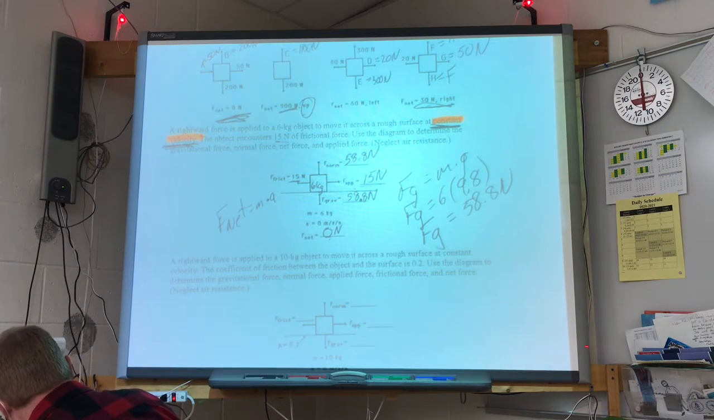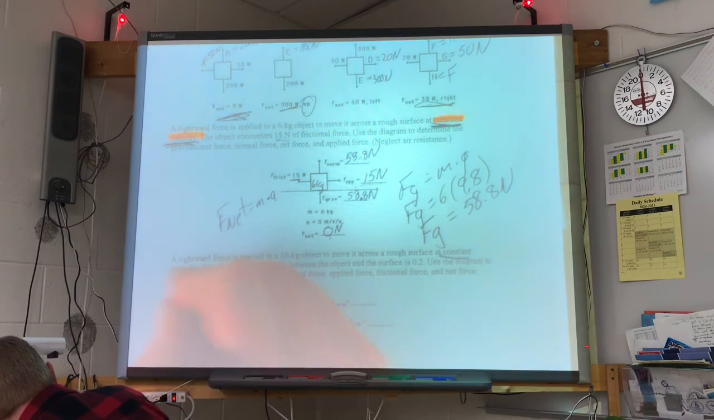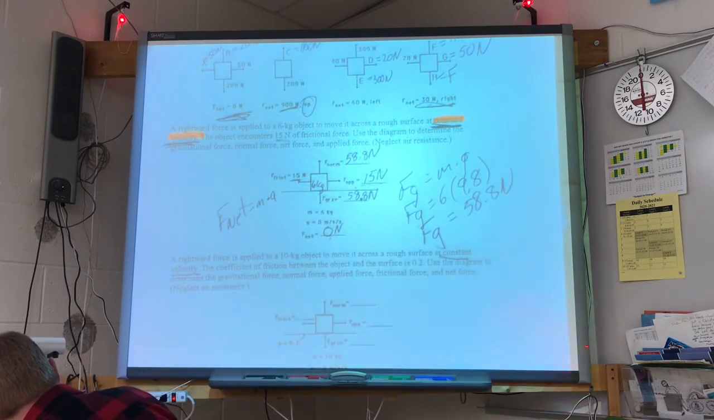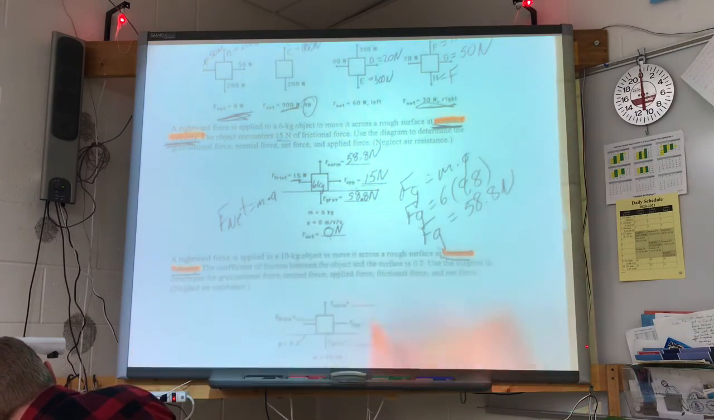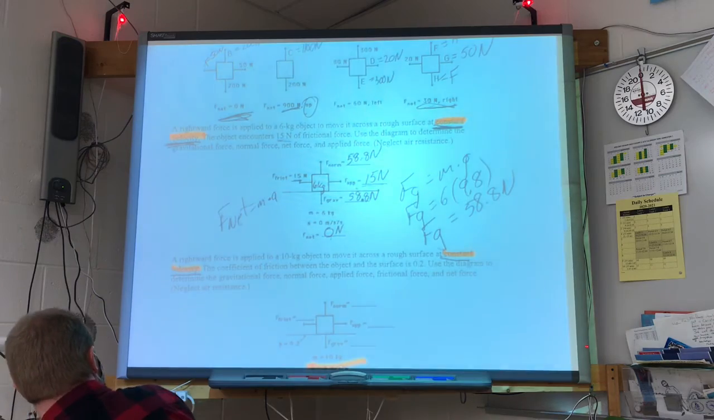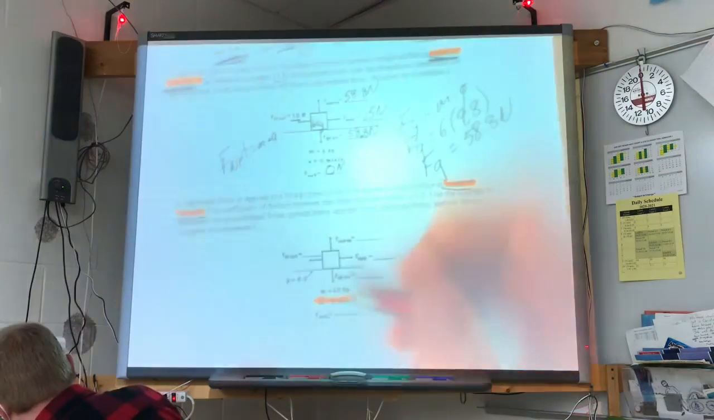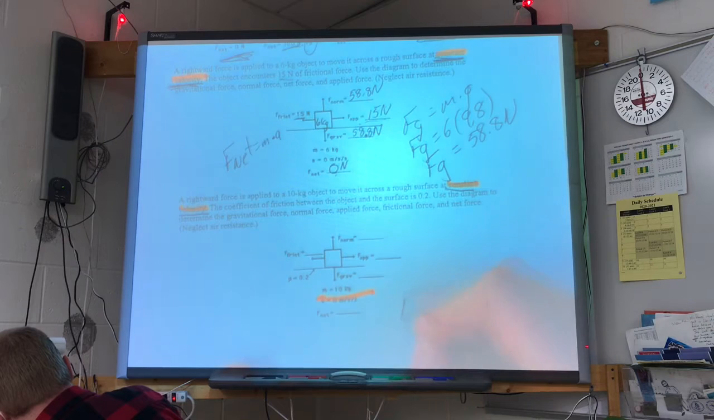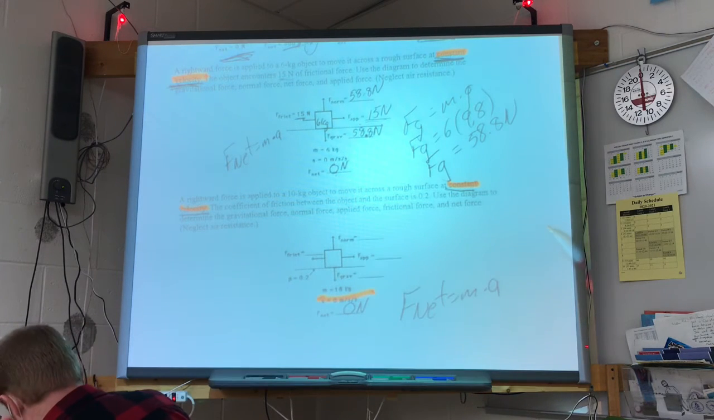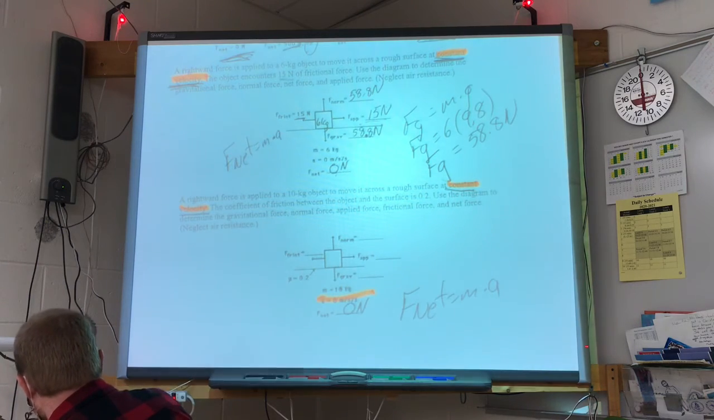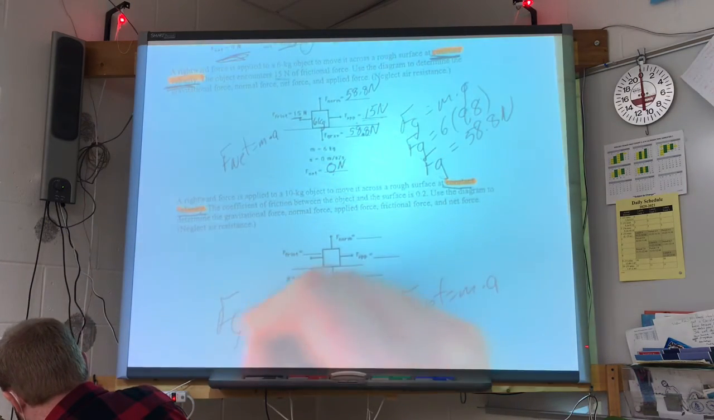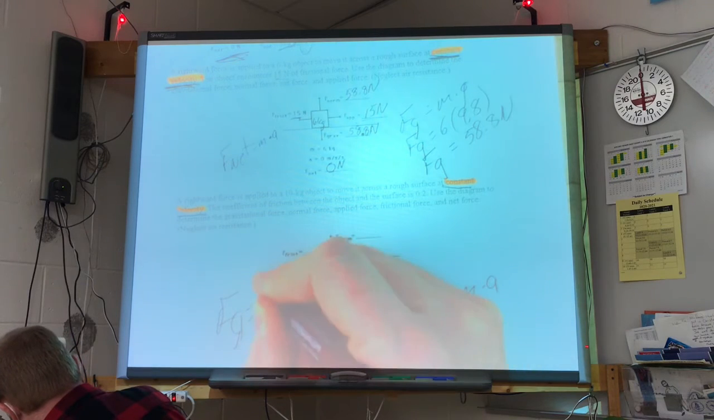A rightward force is applied to a 10 kilogram object to move it across a rough surface at a constant velocity. Constant velocity, because this says constant velocity. That told me that acceleration was going to be 0. Because my acceleration is 0, F net equals m times a, and m times a is 0. My forces are balanced or unbalanced? Balanced.